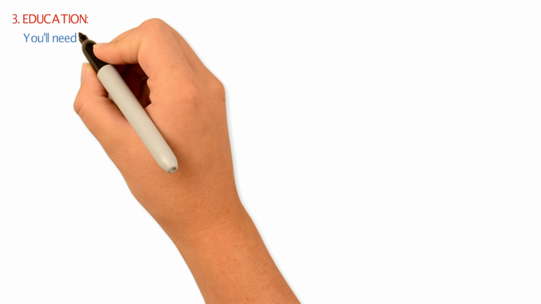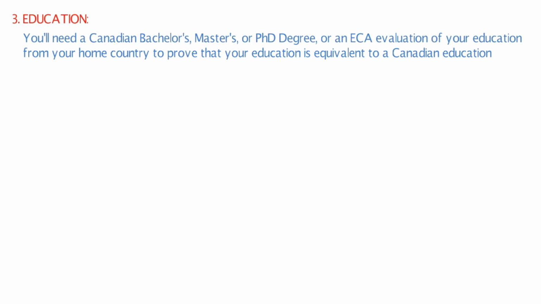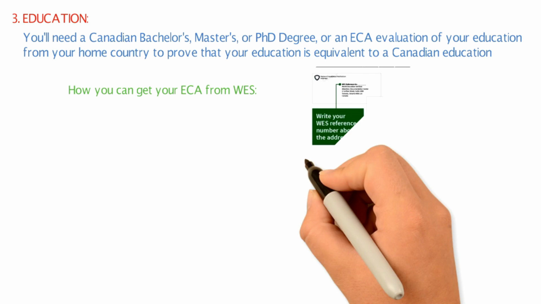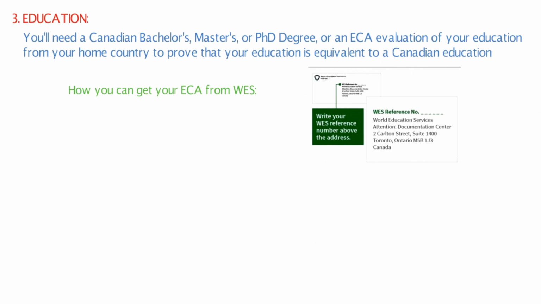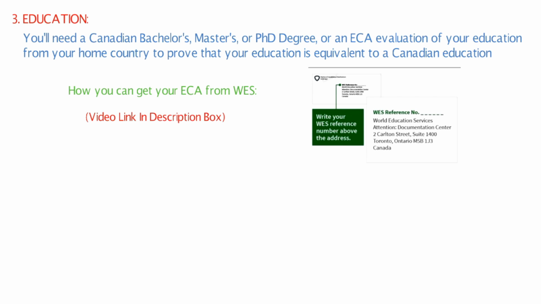The next requirement would be your education. You'll need at least a Canadian bachelor's, master's, or PhD degree or an ECA evaluation of your education from your home country to prove that your education is equivalent to a Canadian education. I made a detailed video on how you can get your ECA from WES, which is the fastest education evaluation service. I'll add a link to this video in the description box.